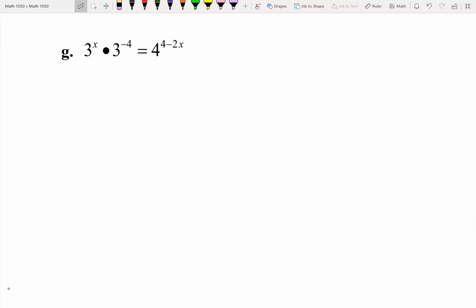Okay, so here's question G. This is for sure the toughest we will have done at this point. Look, my bases are different. Let's just focus on the left. On the left, the bases are the same.